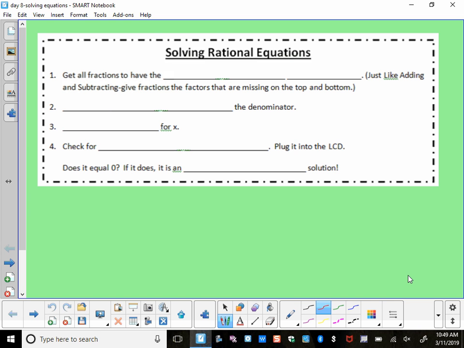Day 8, solving rational equations. What we've been doing the last couple of days is finding the LCD and making sure that both of the fractions match, and that is basically what we're doing today. We're just adding and solving. How do we know whether we're solving or just adding and subtracting?